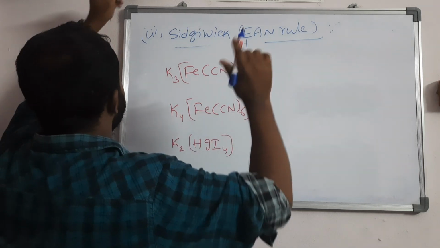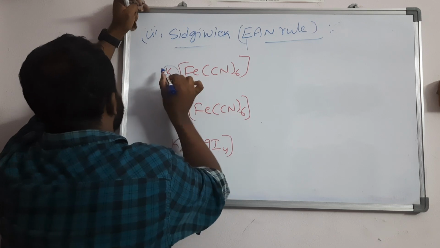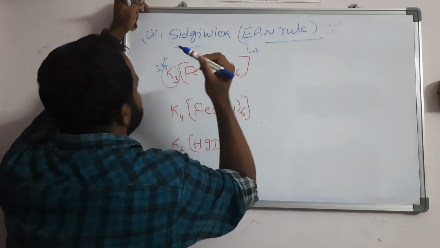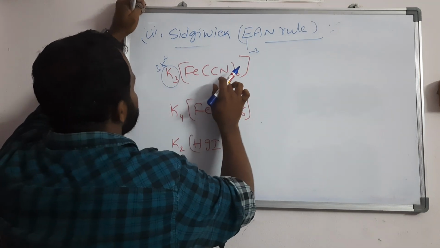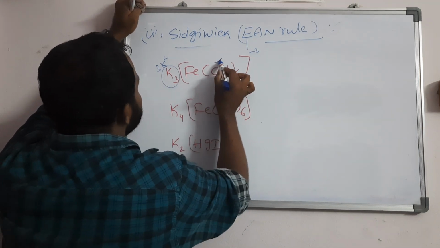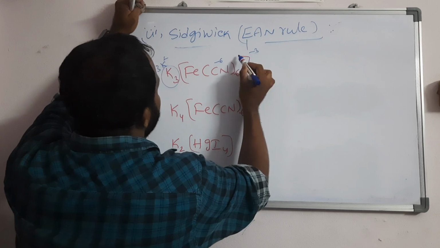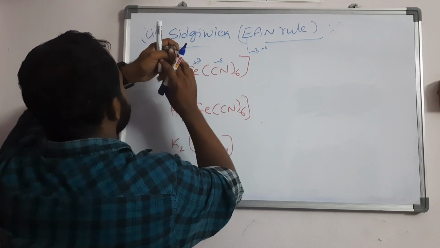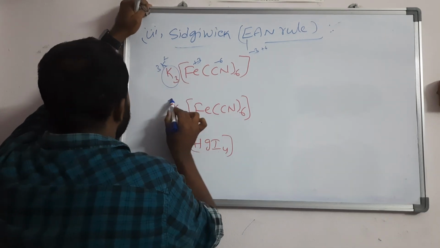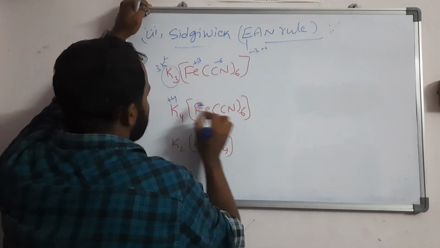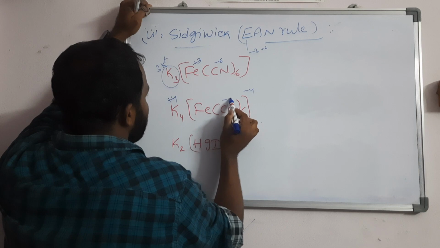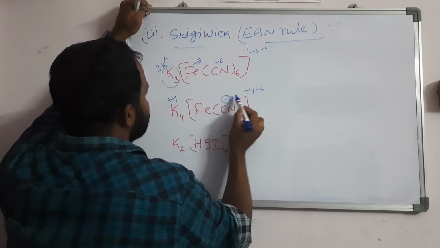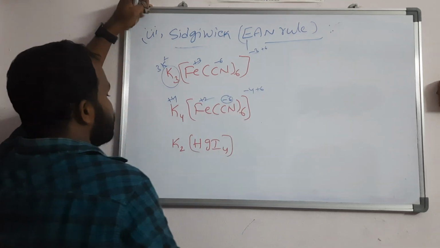Right, we will see. K3 is there, 3K plus. Already I told you, whenever 3K plus is there, you should write minus 3. Cyanide is 6, so you will get minus 6. Minus 6 comes this side, plus 6, so the charge on iron is plus 3. Here plus 4 is there, so automatically minus 4. With minus 6 this side, plus 6, minus 4 plus 6 gives iron plus 2. The oxidation state is plus 2.